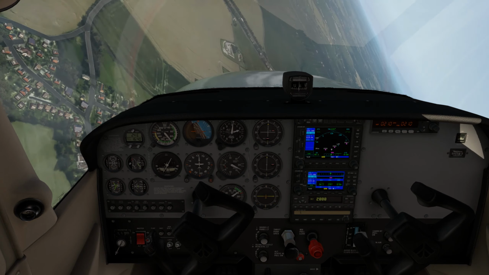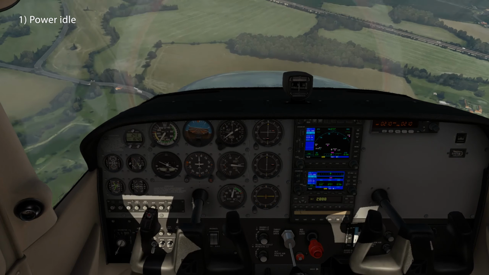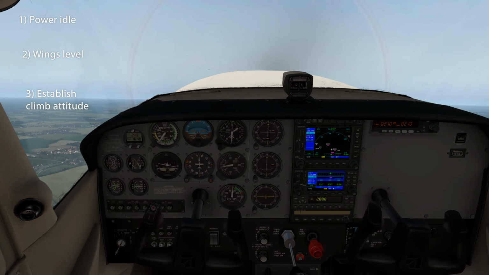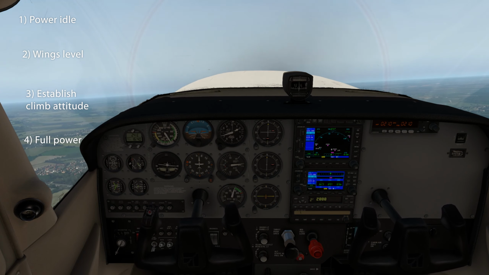Here is a recovery example. Recover. Power idle, carb hot. Wings level. Establish the climb. Wait for the speed to decrease to an acceptable value, and then full power, carb cold.